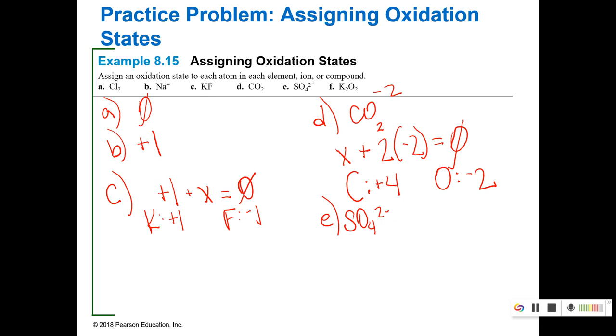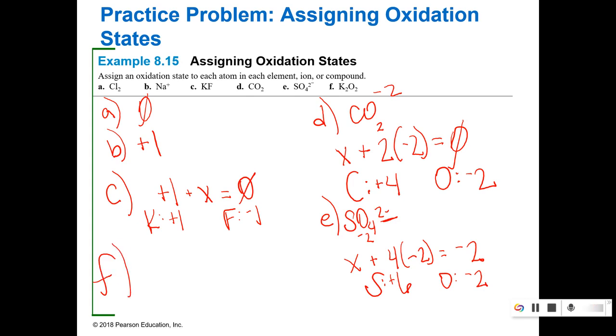Okay, so SO4 2-, so I know that oxygen's -2. I've got 4 of them. The sum has to equal -2 because that's what the charge is. So I've got 1 sulfur. So I believe sulfur comes out to +6. Oxygen is -2. F, got K2O2, no charge shown, so it's equal to 0. K takes precedence, +1, that's rule 4A. There are 2 of them, which means O cannot be -2. So I've got 2X for O. For this one, K is +1, O is -1.